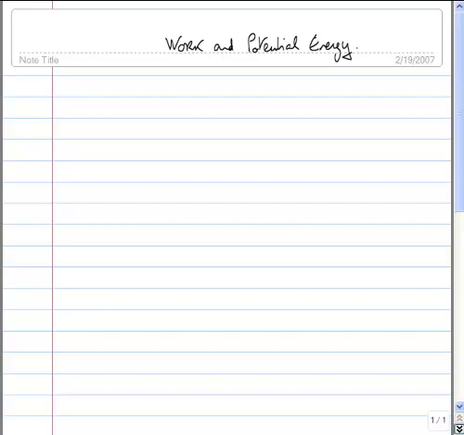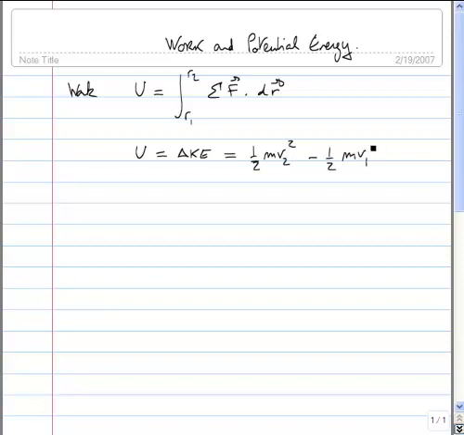Okay, let's look into potential energy and energy conservation in general. Let's review the definition of work, which was defined as U being the integral from R1 to R2 of the sum of the forces dot dr. And we've also seen that U was also defined as the change of kinetic energy, which is 1/2 m v final, which I will call V2 squared, minus 1/2 m v initial, which I will write as V1.